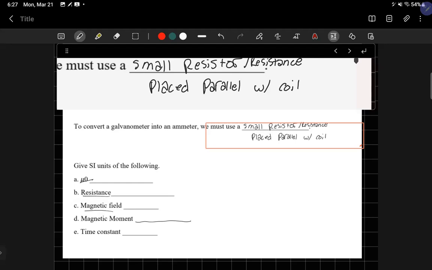Okay, so the first one is mu naught. What equation uses mu naught? Let me start with the two that I do know. So who remembers what resistance is? Ohms? Coulombs. No, not coulombs. Ohms. And then magnetic field.